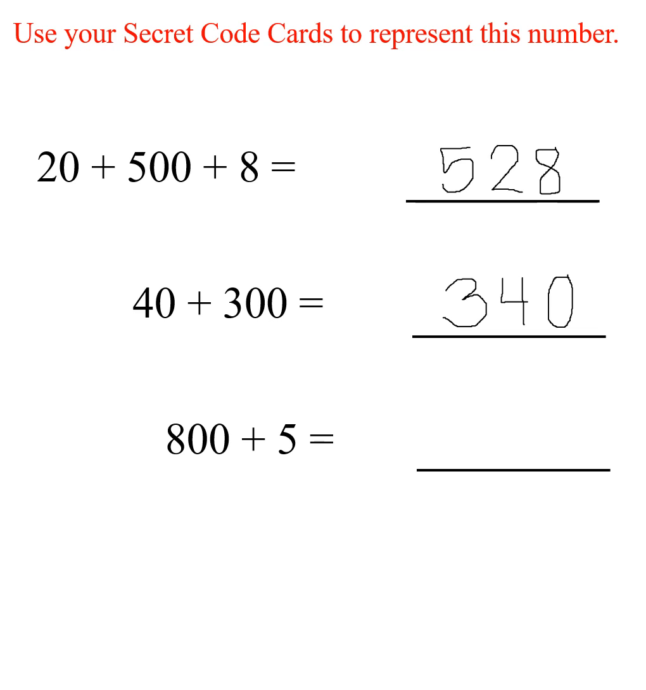And our last one again only has 2 numbers. I still see that we have a 100, which is 800, so I'm going to put my 800. I don't have any tens, so I need to put my 0 in the tens place, and I do have my 5 ones, so I have 805.